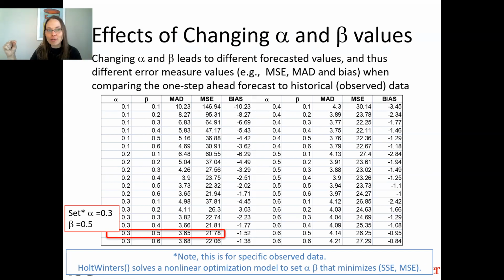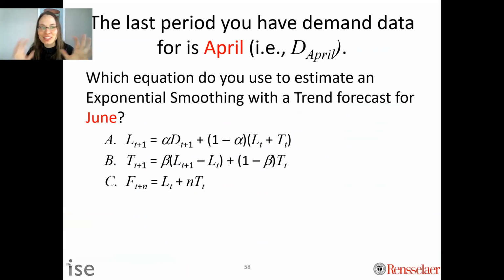In one line of code, it basically solves in a nonlinear optimization model, setting alpha and beta simultaneously, that minimizes the sum of squared errors, SSE, which would be equivalent to minimizing MSE. And so the beauty is, behind the scenes, that's what's happening in Holt-Winters. But I wanted to give you a little bit of insight by breaking this out. Awesome. So hopefully you understand theoretically what's going on. In the next video, we will actually implement this in R.